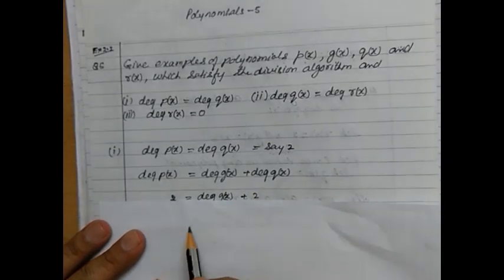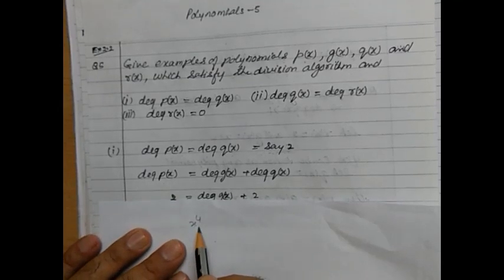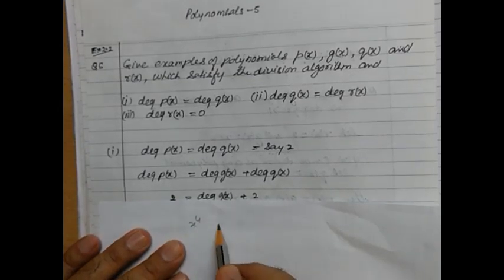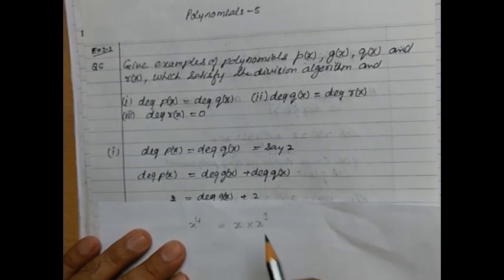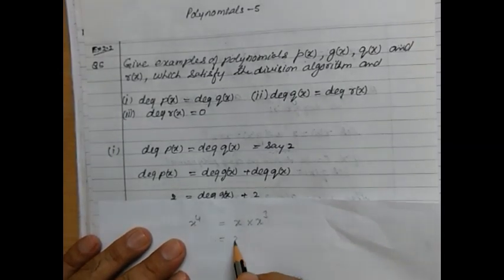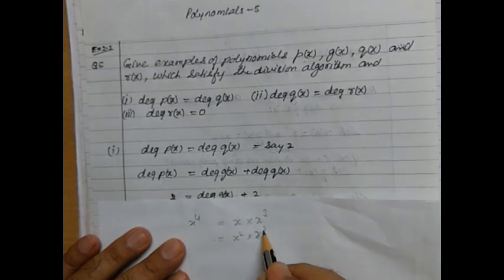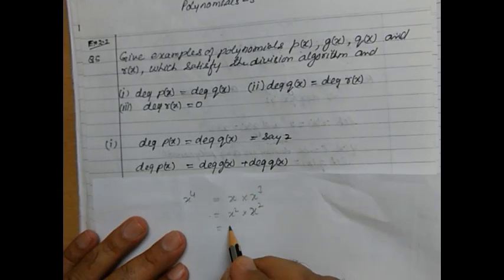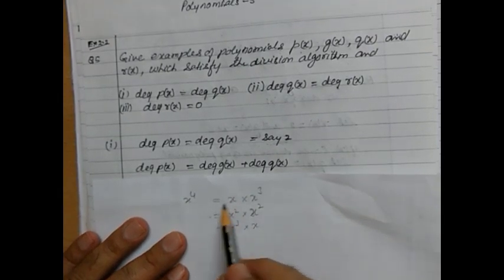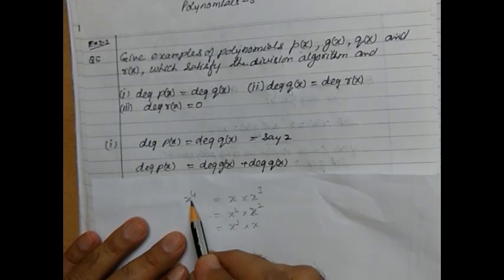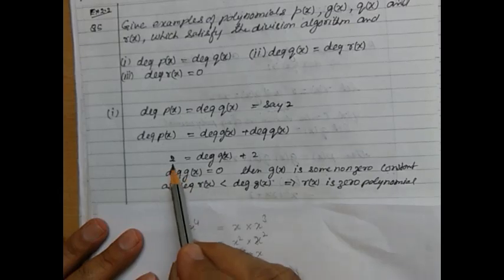You know it very well, if I have x to the power 4 as a polynomial, and if the divisor is, say, x, then the quotient will be x cube. Or if the divisor is x square, then the quotient will be x square. If the divisor is x cube, then the quotient will be x. The sum of the powers should be equal to the degree of the given polynomial. So here we have assumed this degree as 2.